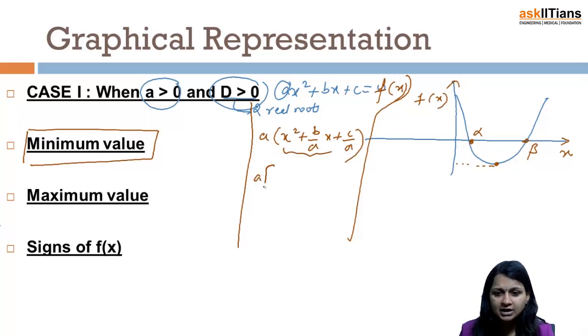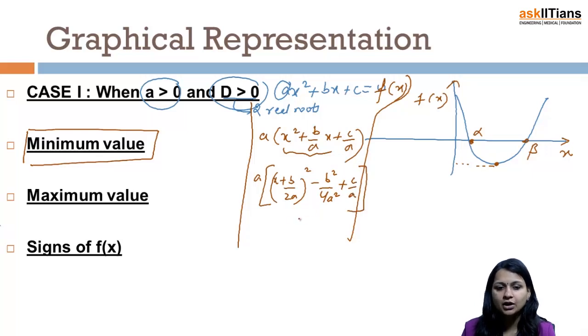So this becomes a into (x + b/2a) whole square. This will give me x² + (b/a)x also, but I will get an extra term which will be + b²/4a². So to neutralize it, I will say − b²/4a² + c/a. Now to talk about the minimum value, because this is a whole square quantity, I want it to be minimum. So minimum, it can be 0, it can never be negative. So if I put this equal to 0, this gives me x = −b/2a.